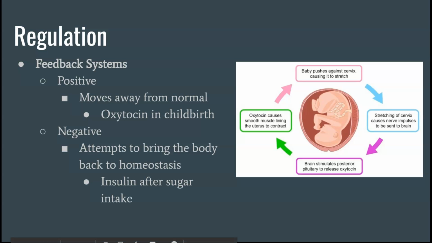So there's two different feedback systems that happen inside the body. You have the positive feedback system and the negative feedback system. The positive feedback system moves everything away from normal, right? So if you think of it as oxytocin producing its desired effects during childbirth, where it's causing the uterus to contract until the baby is delivered, versus a negative feedback system.